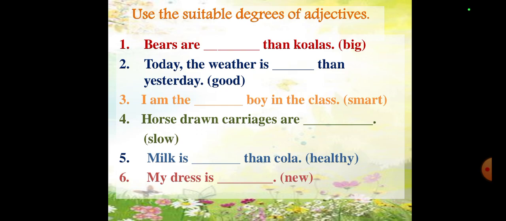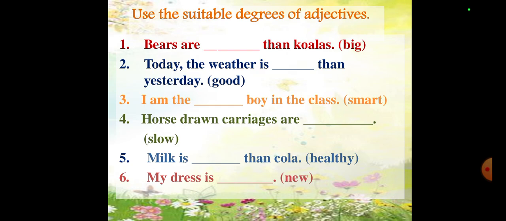You have to use the suitable degrees of adjective. Bears are dash and koalas. Here we have big, so you write bigger because two animals are being discussed. Today the weather is dash than yesterday. Better than yesterday, because here we are discussing two days, today and yesterday. I am the dash boy in the class: smartest boy. I am the smartest boy because you are discussing the whole class, so there are more than 3 students.